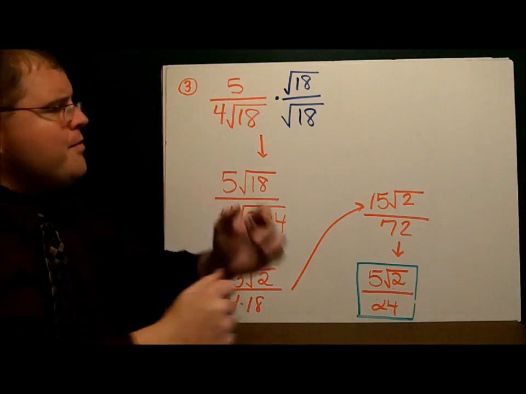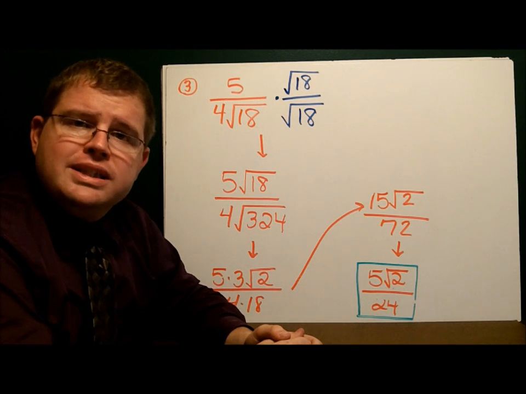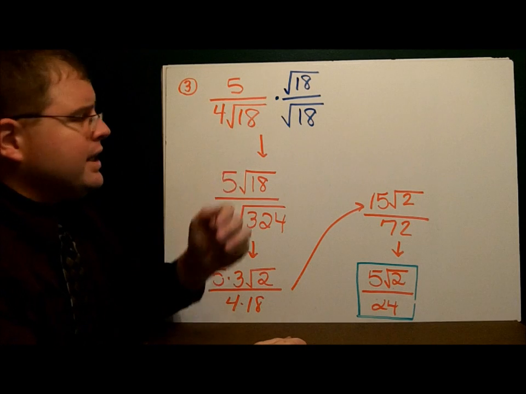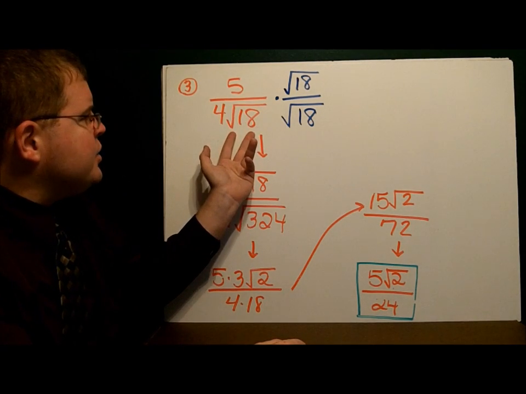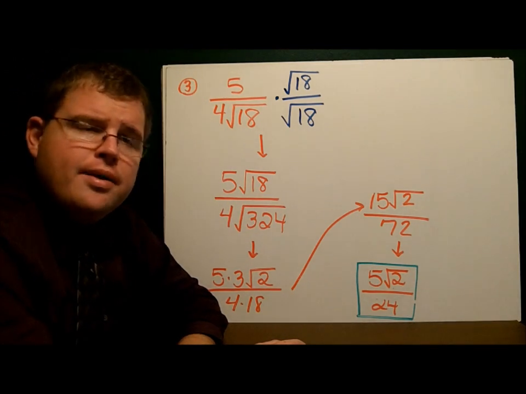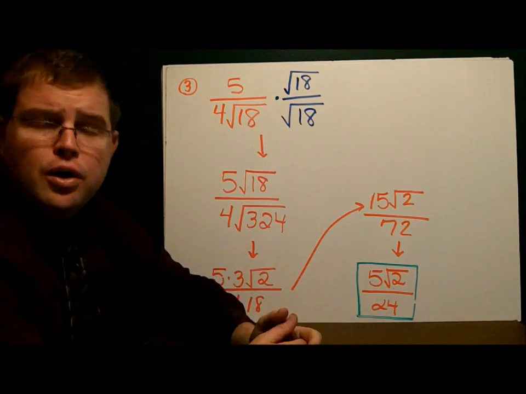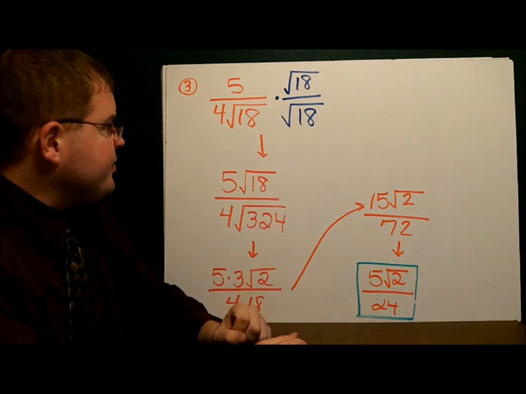We have 5 over 4 square roots of 18. First thing I look to see if I can do is some plain old regular division. Unfortunately, there's nothing to do. So I take the square root of 18, and notice I'm just taking the square root, and I multiply by square root of 18 over square root of 18. This is my fancy number 1.